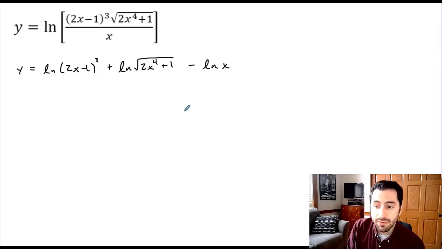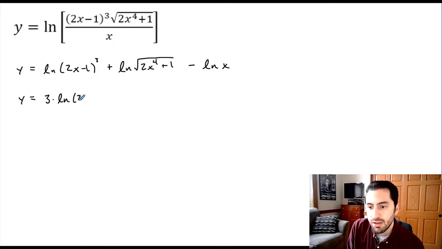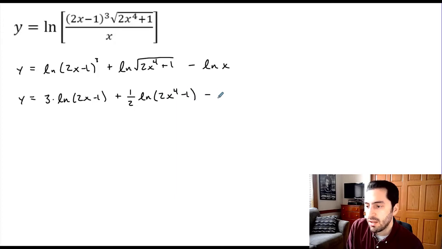Okay, we can go even further by using our power rule. So this exponent of 3, we can bring that down out front. So now we have 3 times the natural log of 2x minus 1. In my middle term, remember that the square root, that's the same as the 1/2 power. So I can turn that into 1/2 times the natural log of 2x to the fourth plus 1, and then we still have our minus natural log of x. Okay, this is fully expanded.